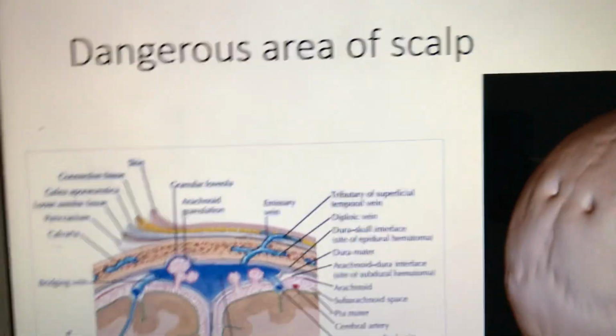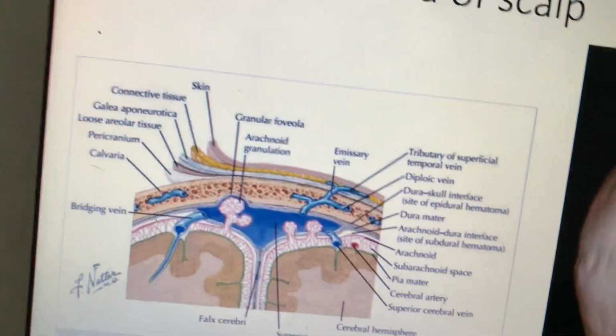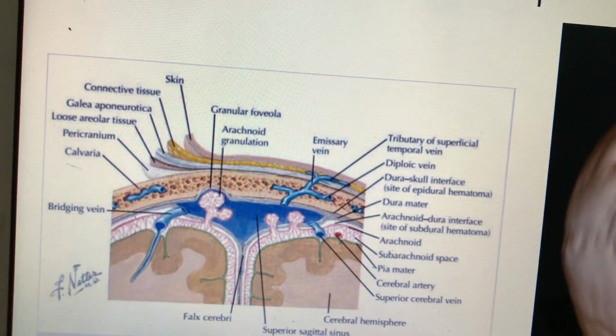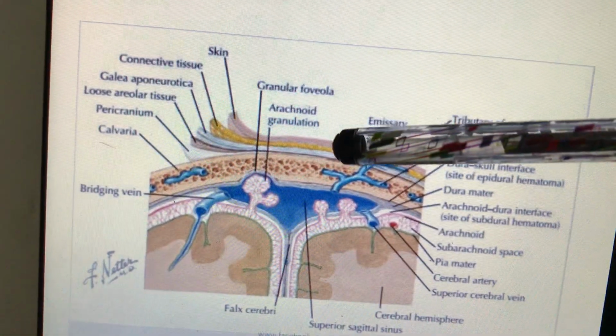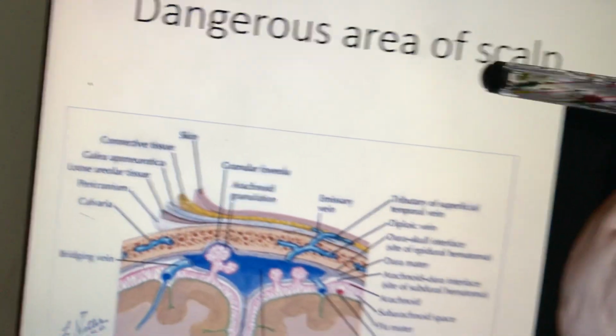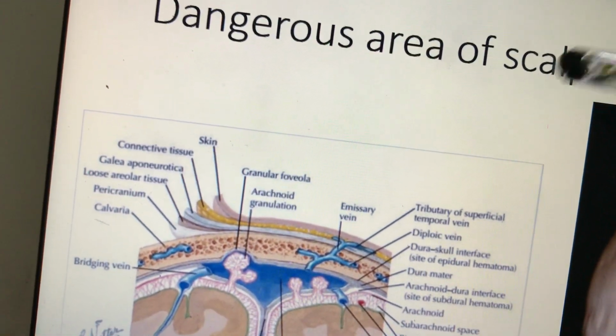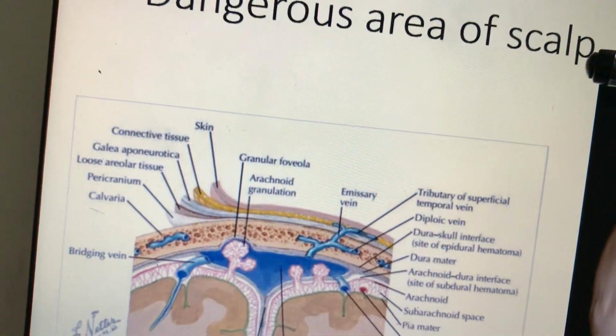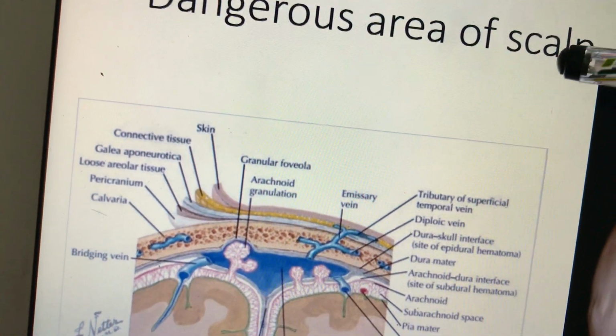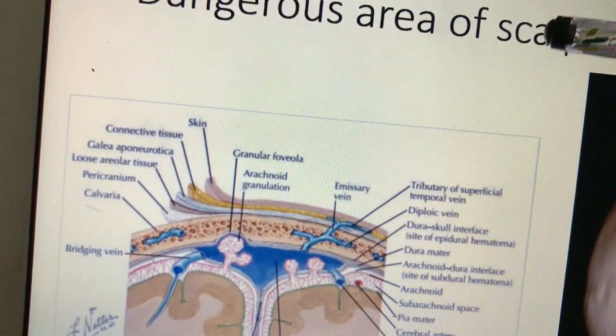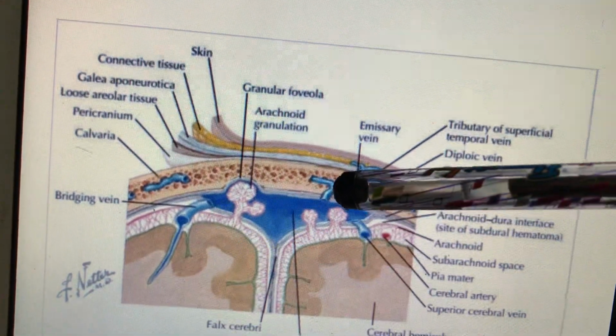You all know very well there are 5 layers in the scalp. The dangerous area of the scalp is which one? Can you identify? Scalp means S for skin, connective tissue, aponeurosis, loose areolar tissue, and P is for pericranium. So this loose areolar tissue only, it's very important. Look at this loose areolar tissue.